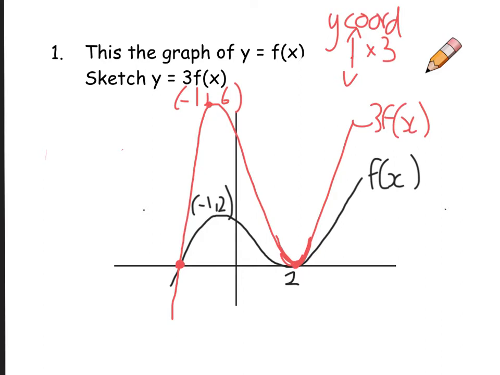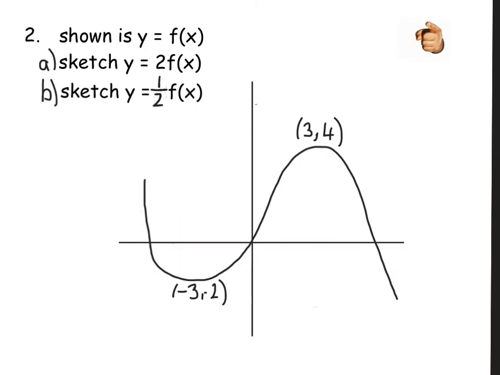Okay, let's have a look at another one. So here is my next one. This is the graph of f of x. We have to sketch this time 2. I'm going to sketch the one where it's got a 2 in front and the one where it's got a half in front. So the one with the 2 in front is going to stretch my y coordinates and it's going to double them. So the 3, 4 will now be up here, and that will be at 3, 8. And the 3, -2 will be away down here, and it will now be at -3, -4.